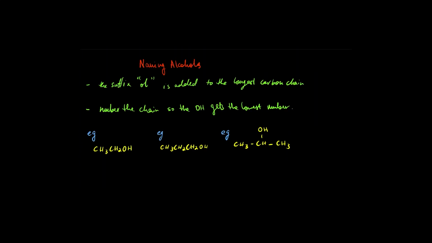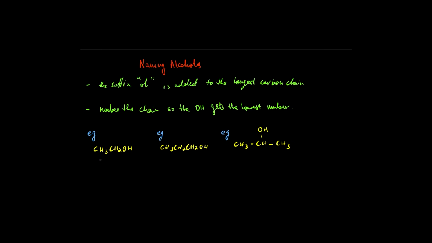Hello everyone, today in this video we'll be doing the naming of alcohols. Now first, before we move on to the specific rules, we have to acknowledge the fact that the naming of alcohols has the same rules as before. We have to identify the longest carbon chain. Along with that, the functional group OH must get the lowest number and the suffix "ol" will come in the end of the name. Now let's look at the first example.